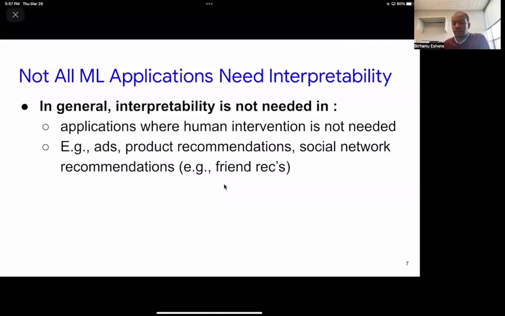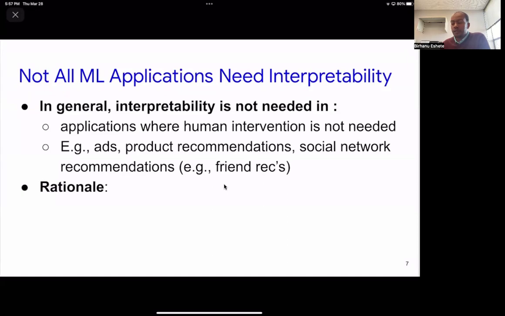These are almost on autopilot. Product recommendations on Amazon and other platforms are also automated recommendations that are basically pushed based on, let's say, your recent history of purchases, clicks, and things like that. Social network recommendations, for instance, friend requests and other recommendations of groups, are actually automated and almost on autopilot.